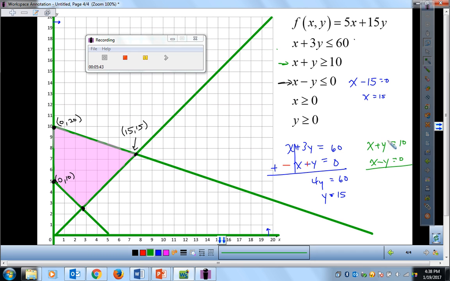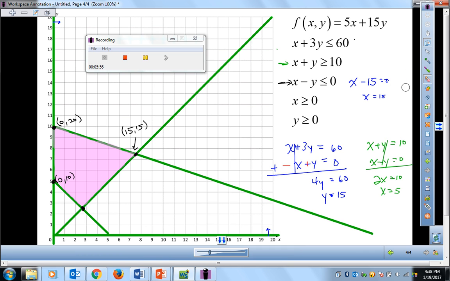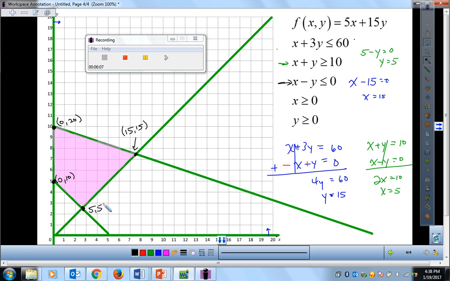So I don't have to do anything. Those cancel. I get 2x equals 10. x equals 5. Easy enough. Now let's plug it back in right here. x is 5, so I can go ahead and plug that into 5 minus y equals 0. So y is also going to equal 5. So my ordered pair for this point right here is 5, 5.